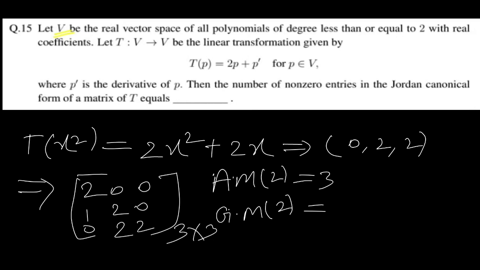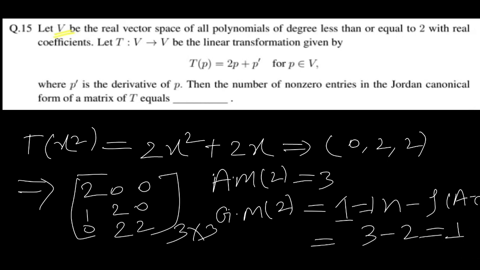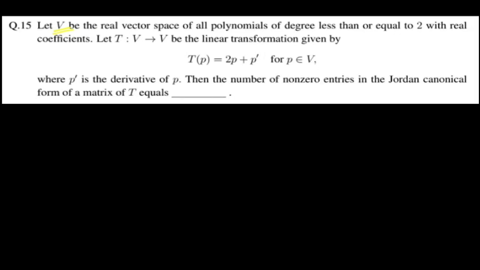It should be a 1. To find the geometric multiplicity, GM is n minus the rank of A minus lambda I. The rank of A minus lambda I is 2, so 3 minus 2 should be 1. Then the GM of 2 is 1.